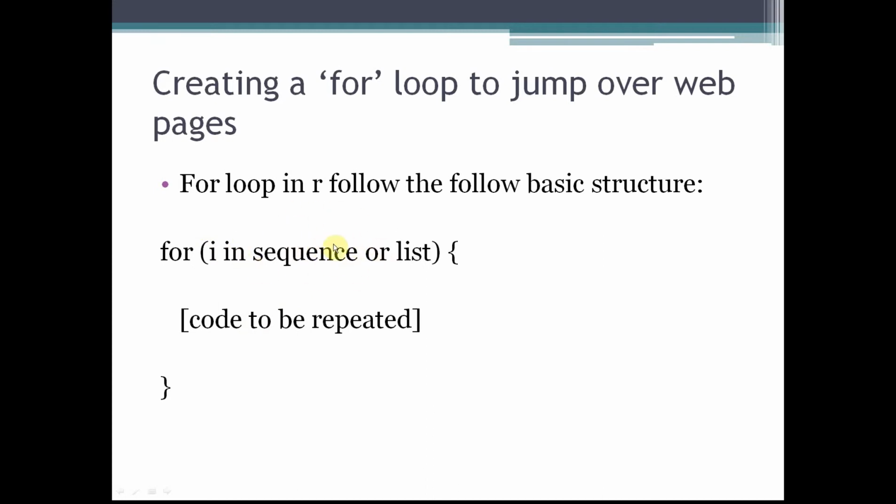So notice the syntax here. You've got the for keyword, you open up your brackets, and you've got something in, and in is quite crucial, and then something else, which is normally a sequence or list. Then you've got these squiggly brackets, and any code inside the for loop is normally indented to make it easier to read. And this code is repeated X number of times depending upon the conditions up here.